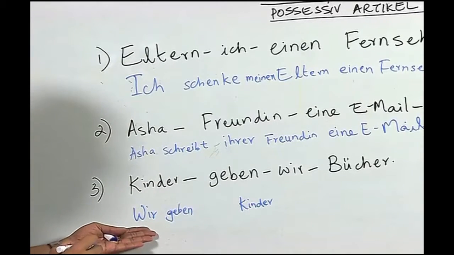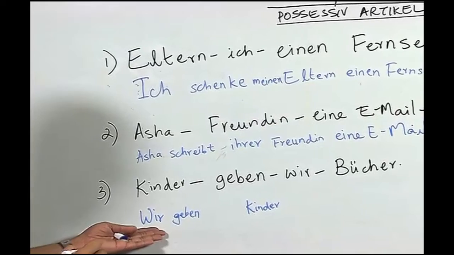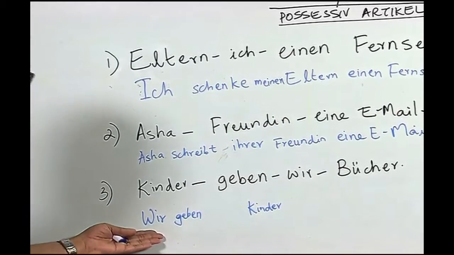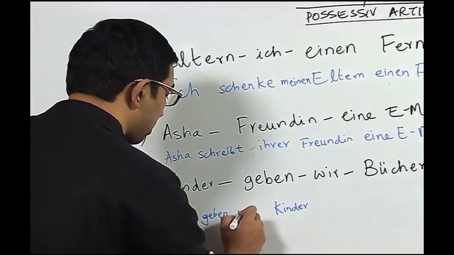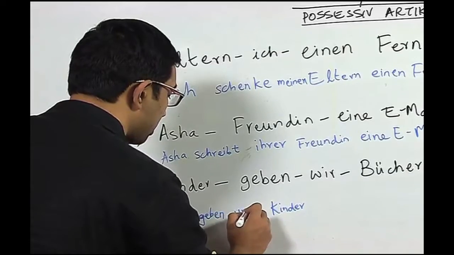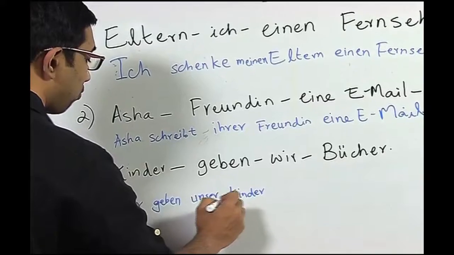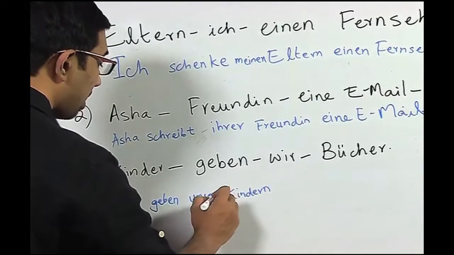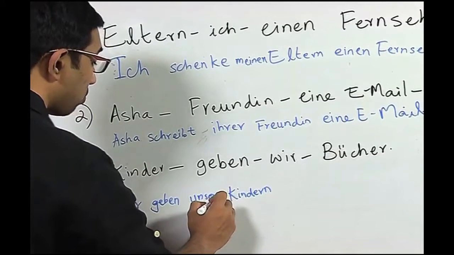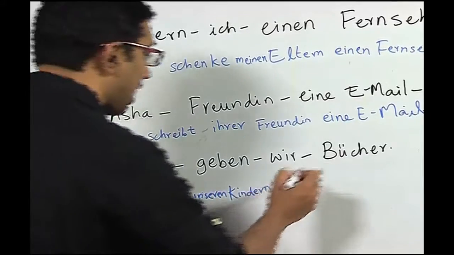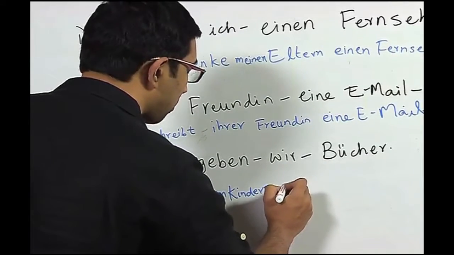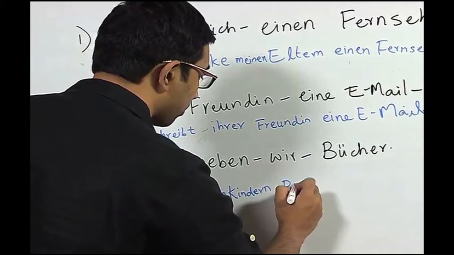For the possessive article, we need the pronoun, which is wir here. And from wir, we take the possessive article unser. And since, you know, in dative we always have the ending n for the noun, we have Kindern, and also the ending unseren Kindern. And here we have the Bücher, which is the accusative.